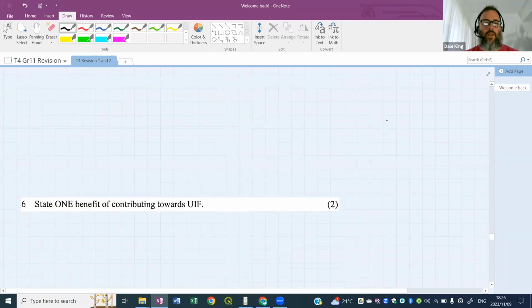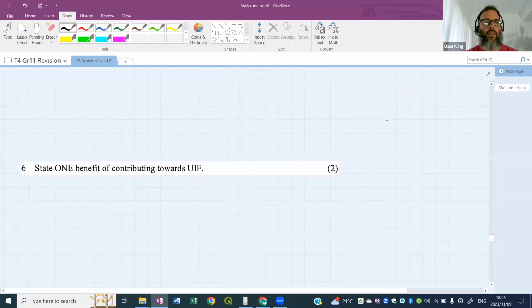All right. Let's see what else we have here. Number 1, benefit of contributing towards UIF. We discussed that already. All right. If you're unemployed, you can claim UIF to help replace a salary. All right. So you can claim from UIF as insurance to help you if you don't earn a salary anymore. That's the whole point of UIF. Okay. All right. Let's move on to the next scenario.